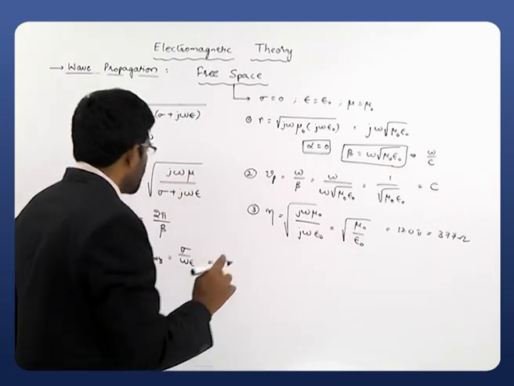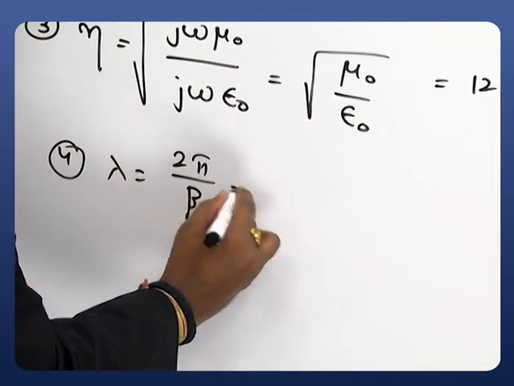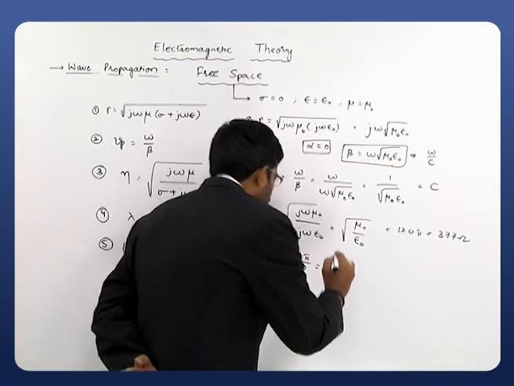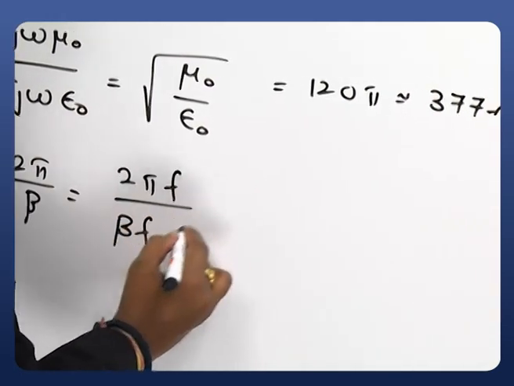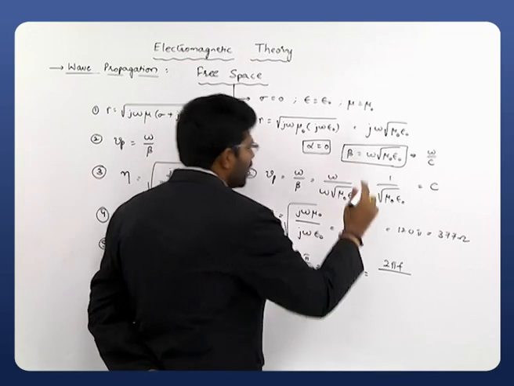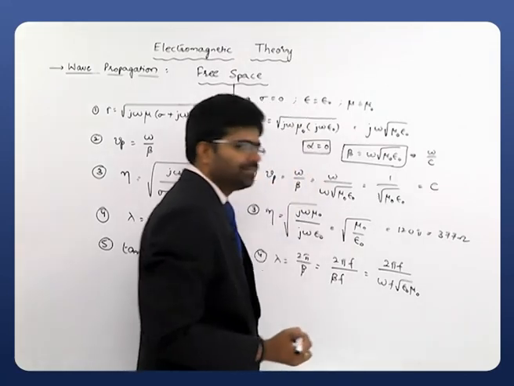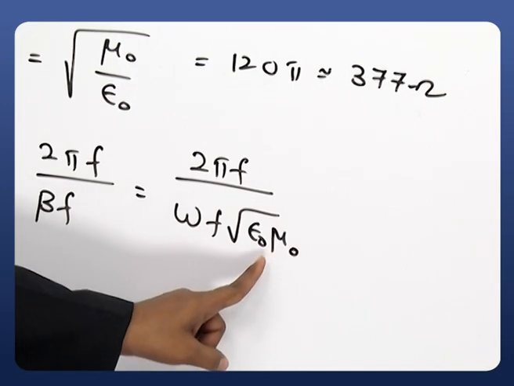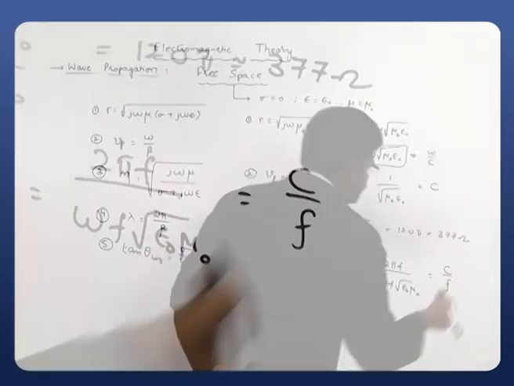In the same way, go for the wavelength. Wavelength lambda is equal to 2 pi by beta. What is 2 pi by beta? Beta is equal to omega under root mu naught epsilon naught, so this is 2 pi f divided by, instead of beta, I can write omega f under root epsilon naught mu naught, right? 2 pi f is omega, omega will be cancelled, and 1 by under root mu naught epsilon naught is c. So simply this can be written as c by f.